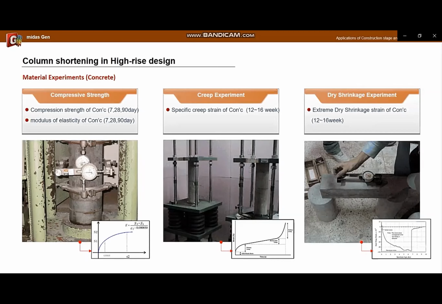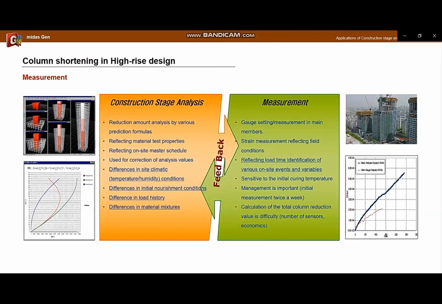These values should be reflected in the secondary construction stage analysis. In order to accurately predict the shortening, the results measured on the construction site are reflected in the third analysis. Through measurement, the data are collected on site temperature and humidity at the time of pouring, initial curing temperature, and actual shrinkage by construction process and loading time, etc. This is reflected in the construction stage analysis.